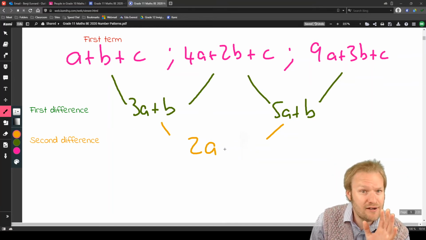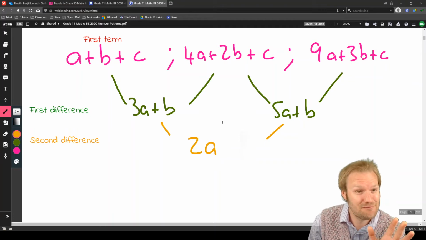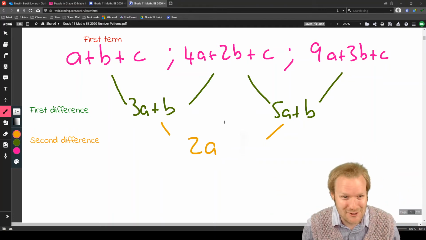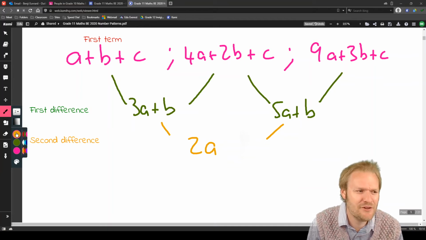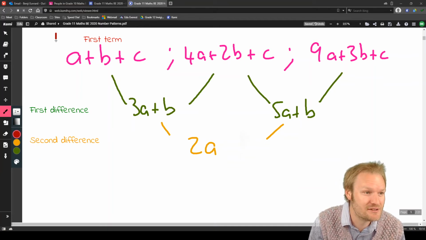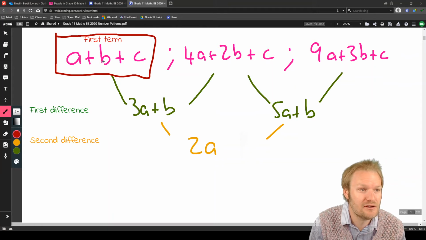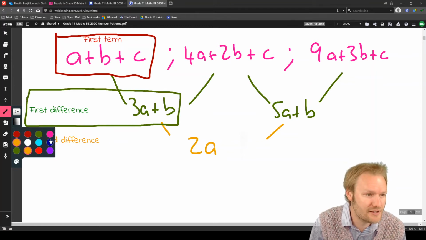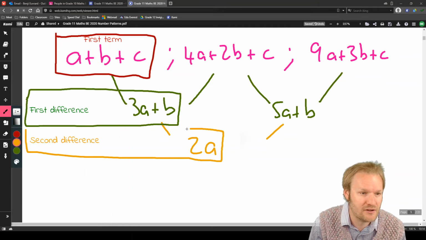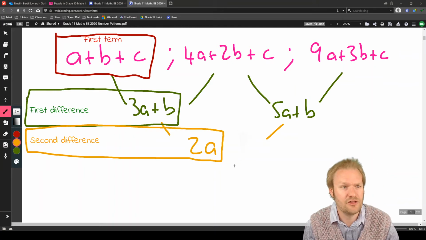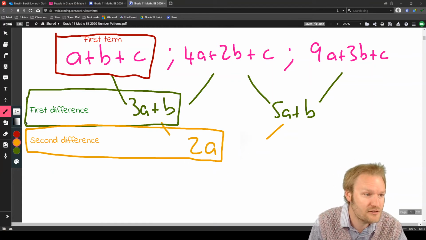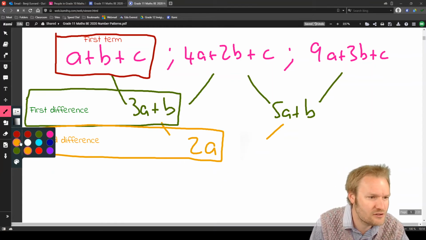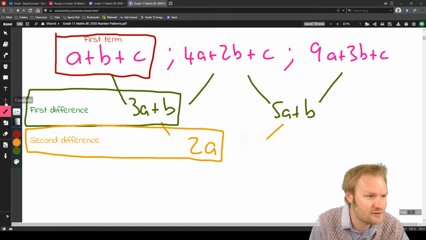Now, I know where we're going, so I'm excited by this. And you're looking at it and it looks even more complicated, probably. But they're the three things you need to know for quadratic sequences. The first term is a plus b plus c. The first difference is 3a plus b. And the second difference is always going to be 2a. So there are three things we know. Let's jot down all the things that we know about quadratic sequences.